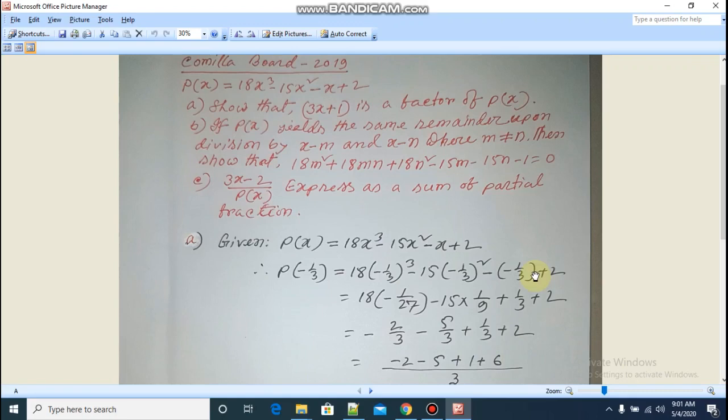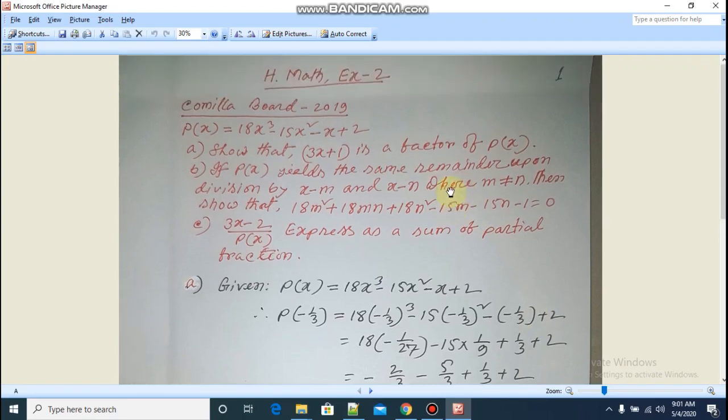Today I am going to solve CQ Math of Chapter 2, Higher Mathematics. Let's start. Comilla Board 2019. P of x equals 18x cubed minus 15x squared minus x plus 2.